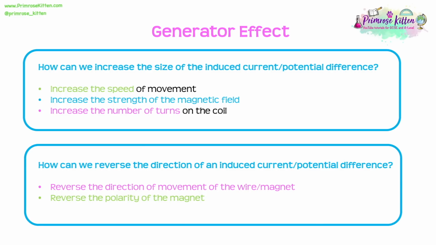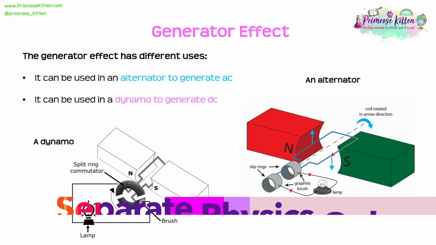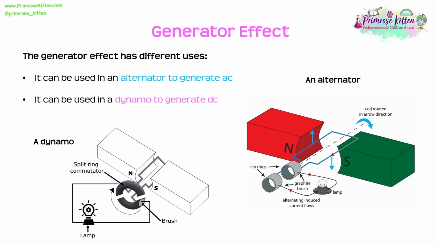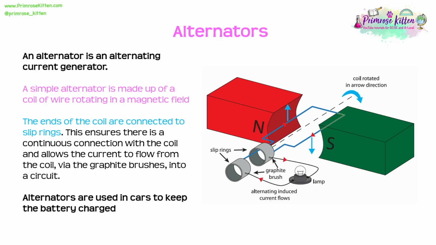And those are our two ways that we can reverse the direction of the induced current or potential difference. Make sure you know all of these facts because they are very common questions. The generator effect has different uses. It can be used as an alternator to generate an alternating current, or it can be used in a dynamo to generate a direct current. So we need to make sure that we know the difference between alternators and generators.